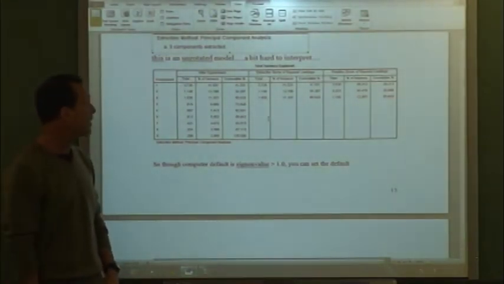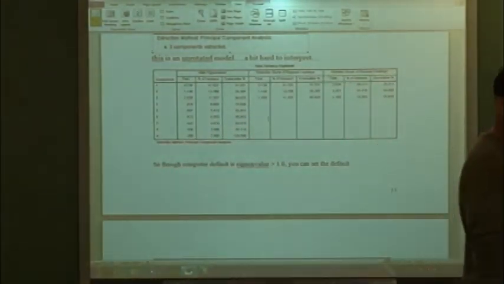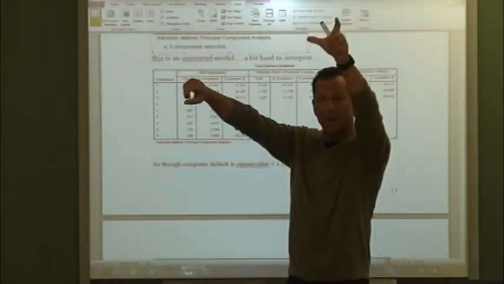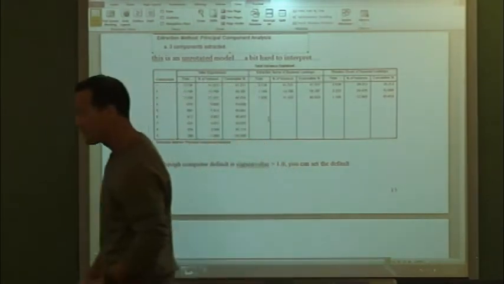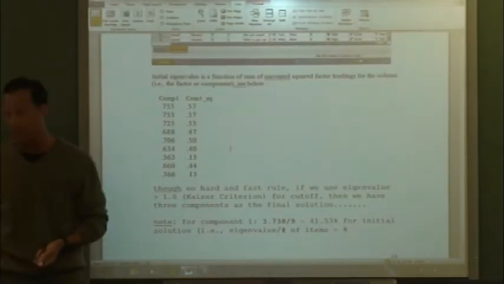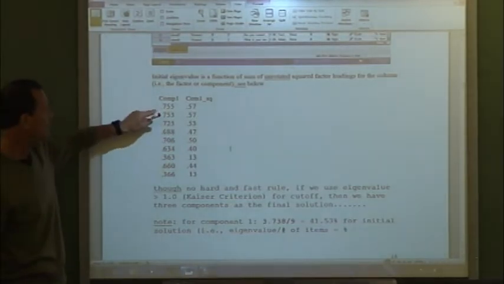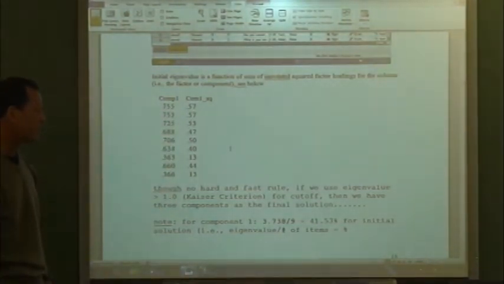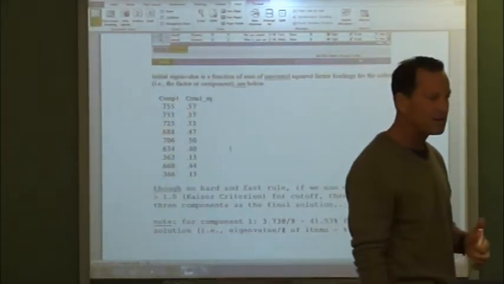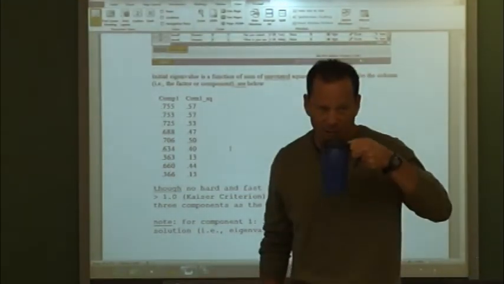In other words, you're going to go ahead and get that eigenvalue. So the eigenvalue is the sum of the squared loadings for the column. Commonality was the row for the item. This is for the column, the factor, the component. In other words, I guarantee if you went down here and I did it for you, squared them, 0.755 squared, 0.57, it's going to equal 3.738. I guarantee it. Do you have your calculators out, everybody? Please take that and divide it by 9. Take 3.738 and divide it by 9, please.